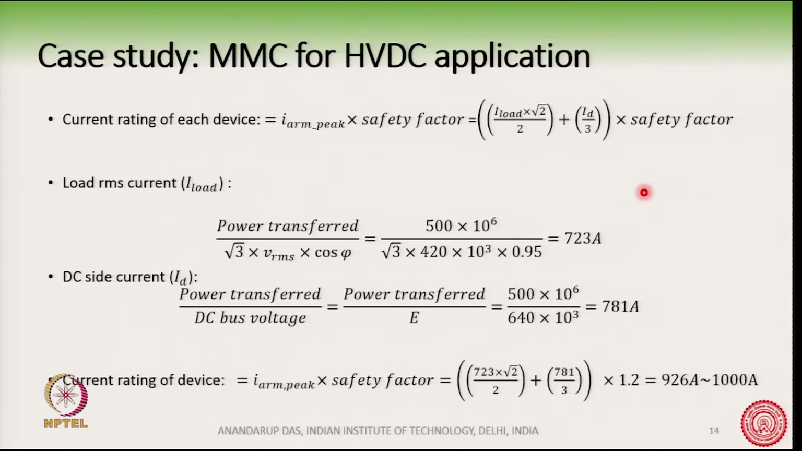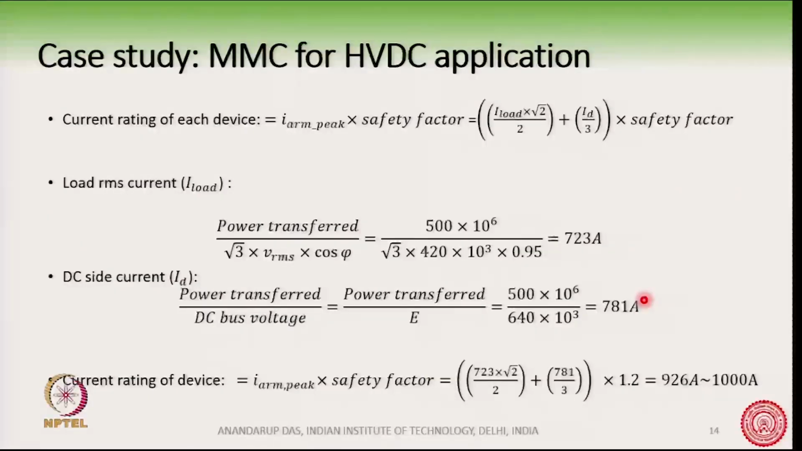So, how much is the RMS load current? If we are transferring power of 500 megawatt, then using this formula we get about 723 ampere. So, we can say 750 ampere is the load current. And what is the DC side current? The DC side current is the power transferred divided by E, and that gives 781 ampere.